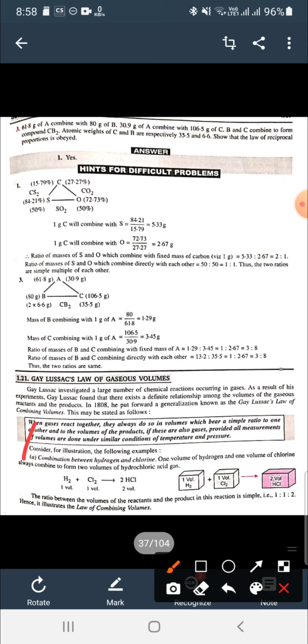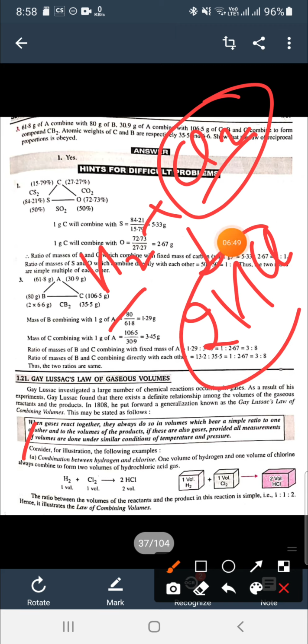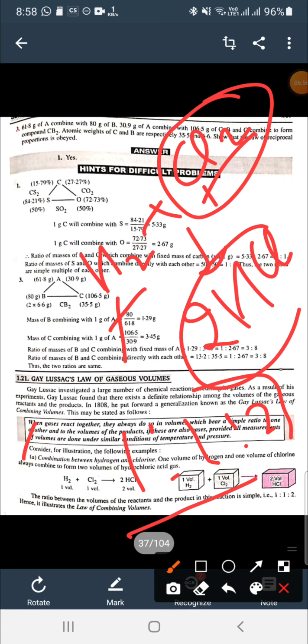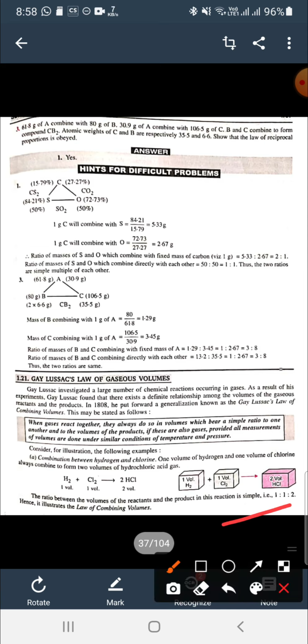You can see the example: combination between hydrogen and chlorine. One volume of hydrogen reacts with one volume of chlorine to form two volumes of HCl. So they always react in a simple ratio, that is 1:1:2. So the ratio between the volumes of the reactants and the product is 1:1:2. This is the law of combining volumes, or you can say Gay-Lussac's law.